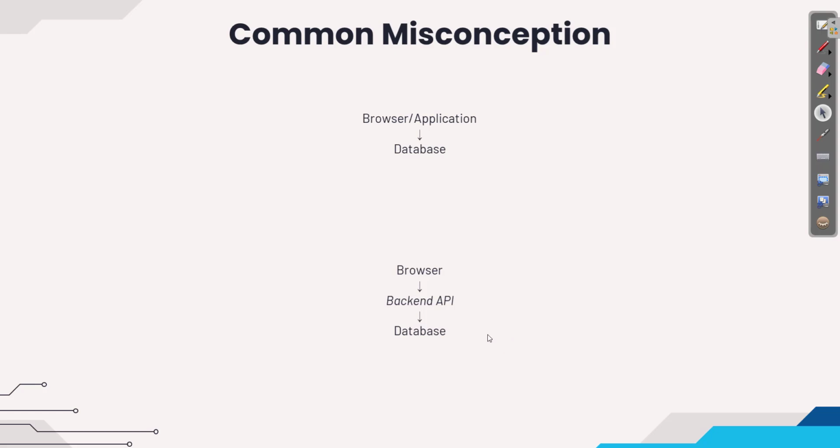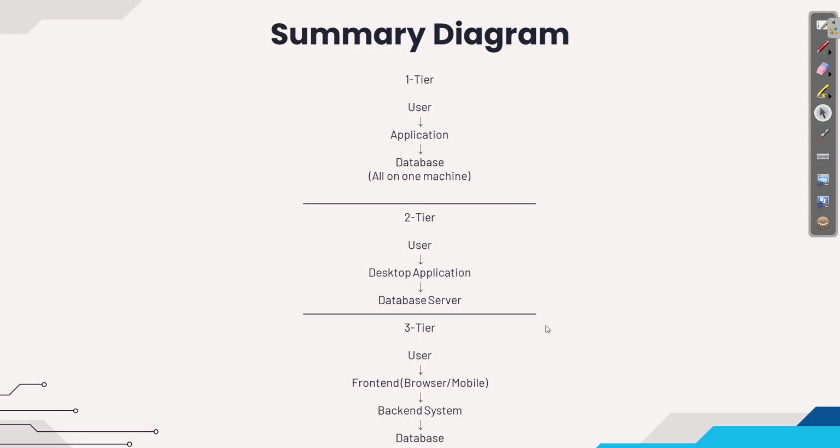Okay, summary diagrams. In the one tier application, user, application and database are all on one machine. In the two tier, the user and desktop application are on one machine and the database server is on another machine. So this is the two tier architecture. In the three tier architecture, the front end is on one machine, the backend system is on another machine, and the database may be on another machine. So this is the three tier application architecture.